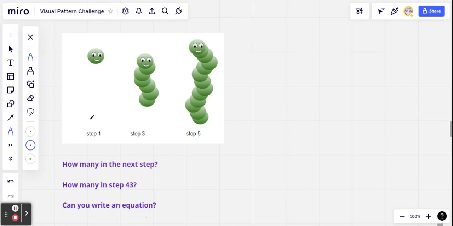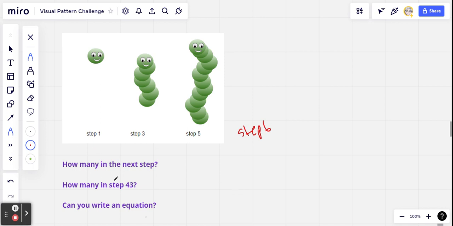Here's our pattern today. Here's step 1, here's step 3, and here's step 5. Your challenge is to predict what's in the next step, in step 6. And when I say what, I mean the total number of body parts that make up this strange little segmented green worm. So if you can figure out the number in step 6, can you figure out the number in step 43? And can you write an equation that could be used to figure out the number of body parts in any step at all? So that's the challenge. If you'd like to accept it, pause the video and see what you can do.